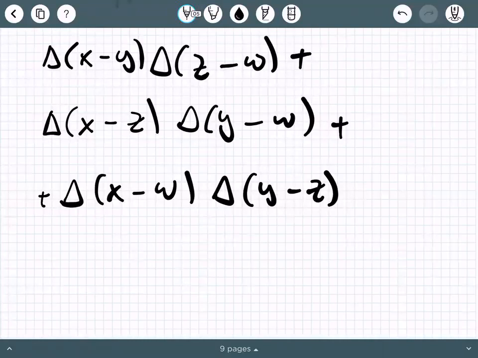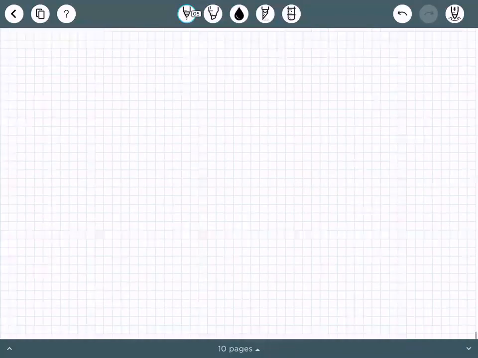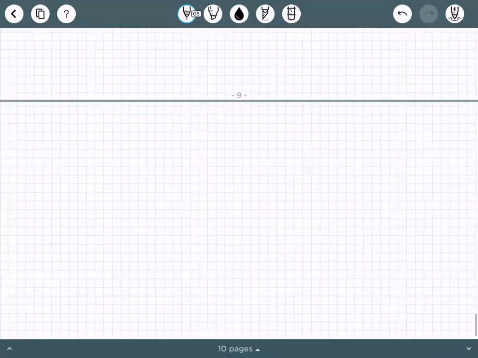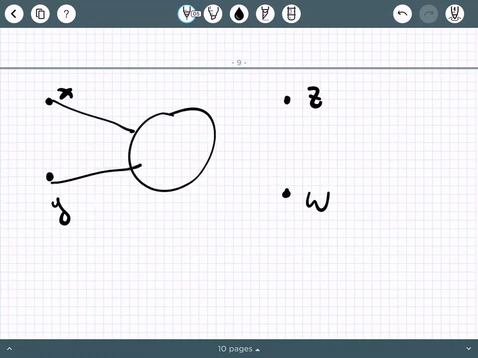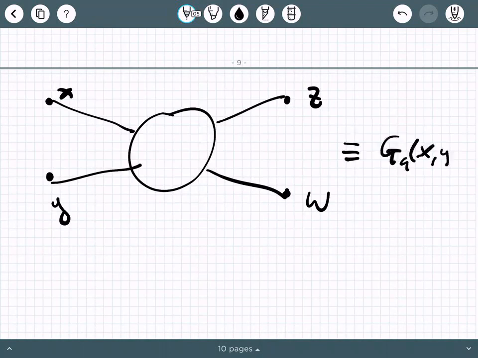So graphically, what did we discover? That our 4-point correlation function, I could draw it in the following way. I have 4 points, x, y, z, and w. And I graphically represent a 4-point correlation function in this way with a blob inside. That's a graphical way of representing G4(x, y, z, w).